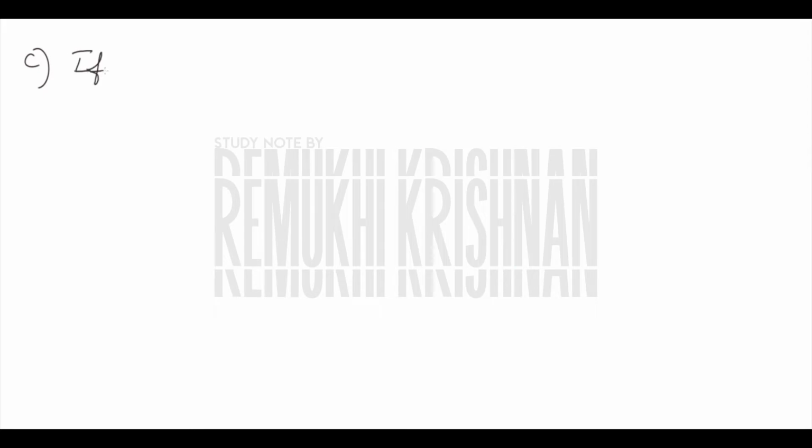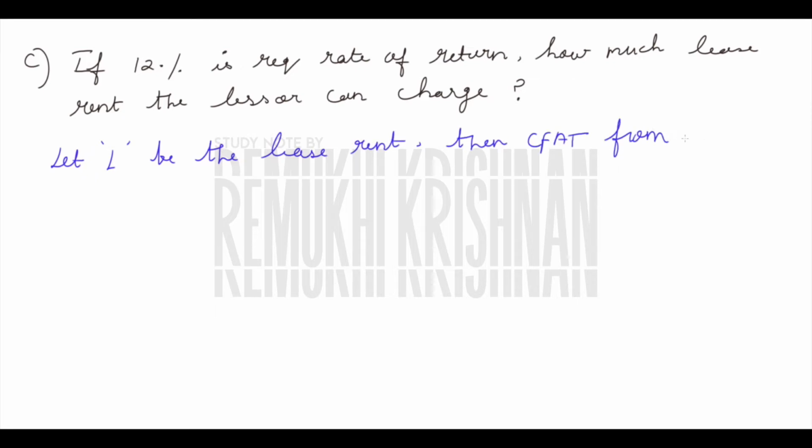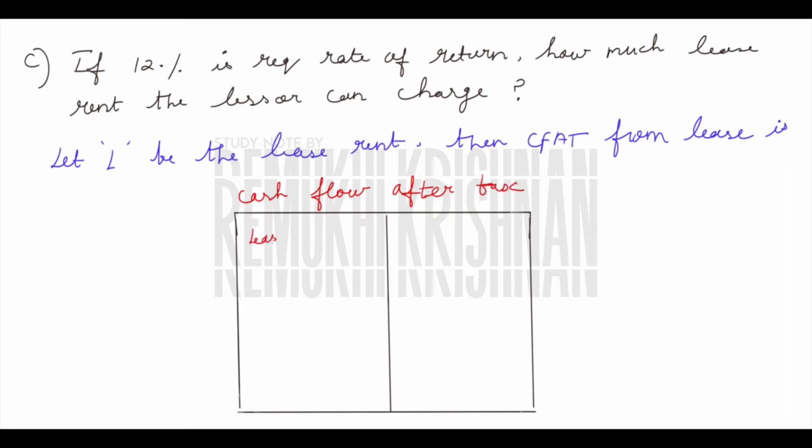Let us move on to the third subdivision. It says, if 12% is the required rate of return, how much should the lessor charge as rent? Very important subdivision. We don't know the rent, so I'm just taking L to be my lease rent. If L is the lease rent, let us find the cash flow after tax from the lease. Very simple, we knew that. What is the formula? First of all, the lease rent.